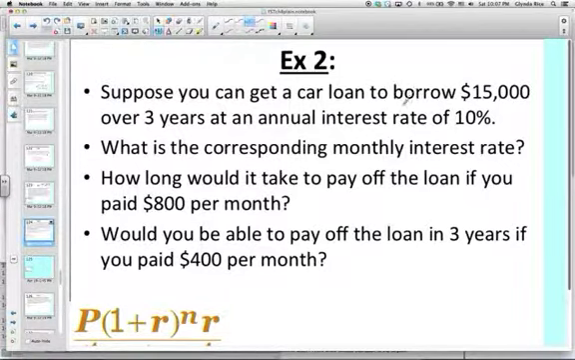Okay. So $15,000 over 3 years. Let me roll this up a little bit. Advanced one. And roll it up. Let's try this again. Okay.